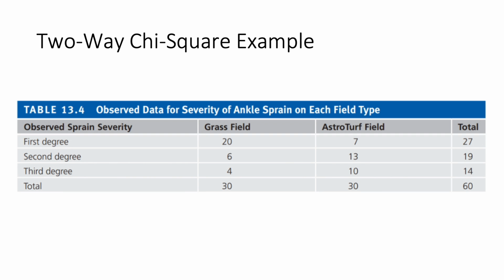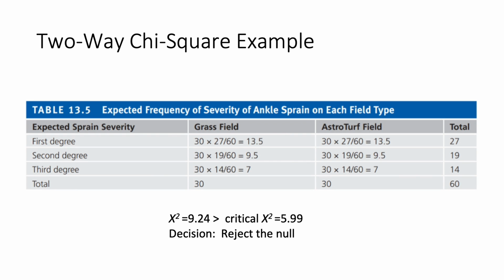This table shows the observed data for severity of ankle sprain on each field type. You can see that grass field has mainly first degree severity with 20, while AstroTurf has a higher frequency in second and third degree severity ankle sprains with 13 and 10. We can use this table and show the expected frequencies, which is calculated by multiplying the column total by the row total and dividing by n. However, all of this will be calculated for you in SPSS after you input the data.